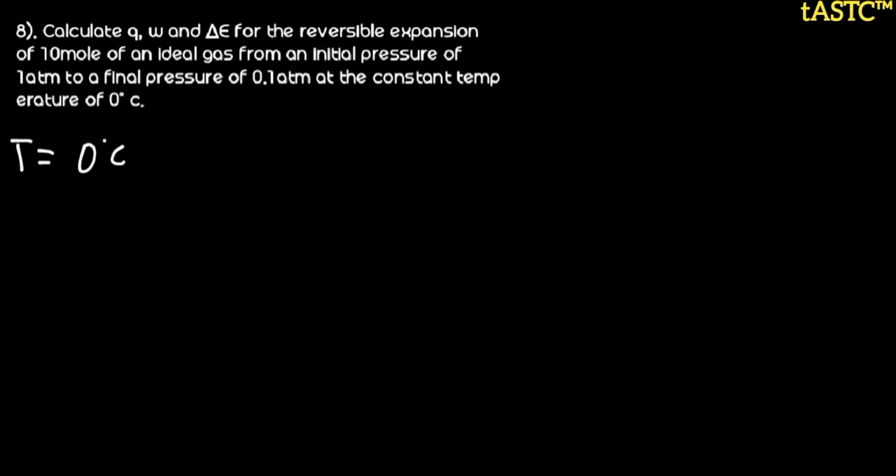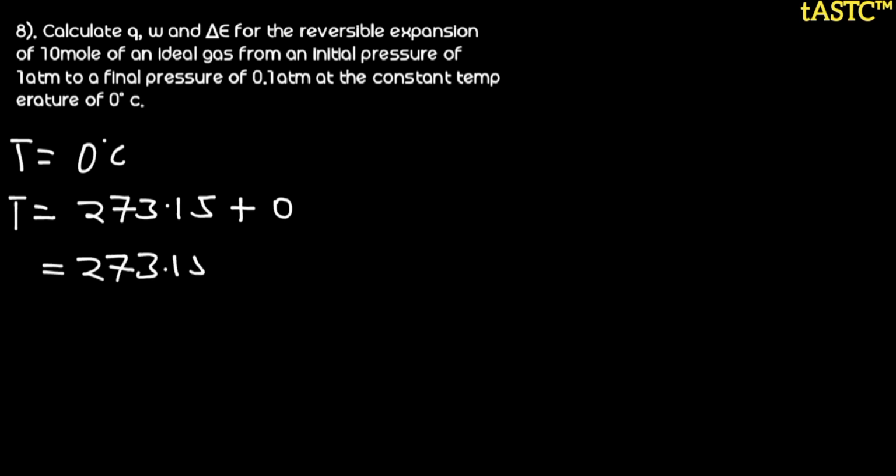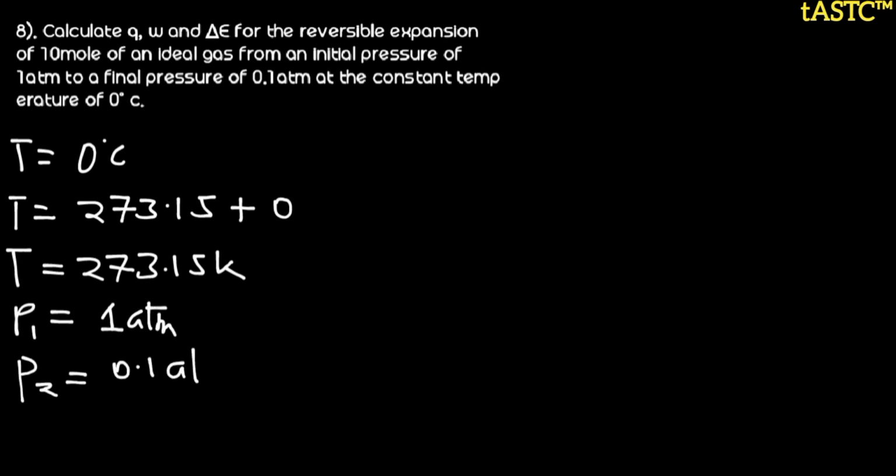Now we need to change this because the temperature needs to be in absolute units. So we're going to add the absolute temperature, which is 273.15, to 0. And of course, that is going to give us 273.15 Kelvin. Now we also have P1. P1 is 1 atm. And we have P2. P2 is 0.1 atm. Now we also have the number of moles here. That is 10 moles.